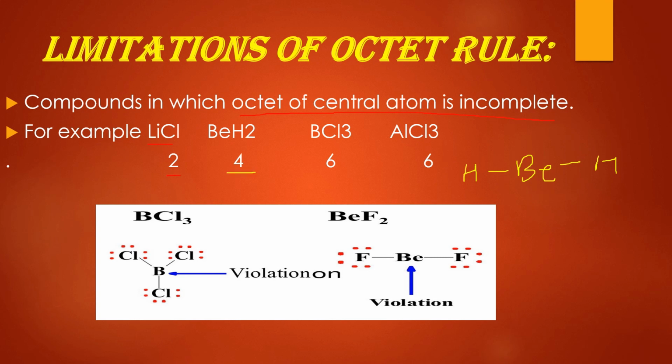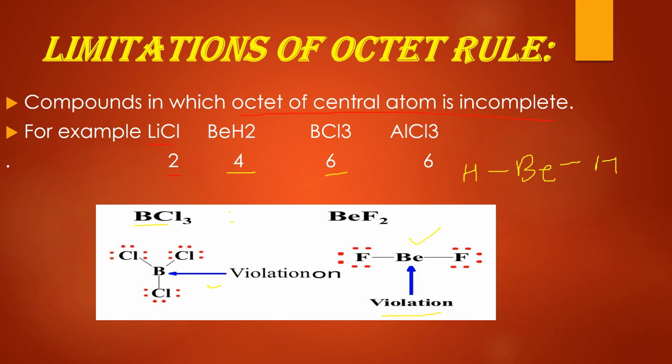Now in BCl3 you can see around boron there are 3 bonds, so 3 into 2, that is 6 electrons, again incomplete octet. Similarly AlCl3 structure is similar to BCl3 and again there are 6 electrons. In BeF2 again there are 2 and 2, 4 electrons around beryllium, so this is again the exception of octet rule, and we can say that the octet rule is violated here. So this is the example of the violation of octet rule, that is they are having incomplete octet. Now one more thing I want to tell you, that the compounds in which the octet is incomplete have a tendency to accept the electron pair, so they are also called Lewis acids.